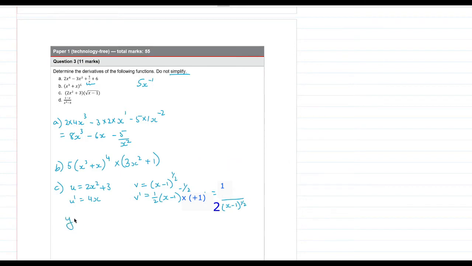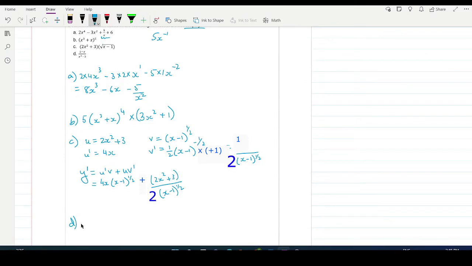So we know that the derivative is given by u dash v plus u v dash. That's going to be 4x times x minus 1 raised to half plus u v dash, so multiplied by this, over x minus 1 raised to half. Again, we don't have to simplify, so we can leave it like this.